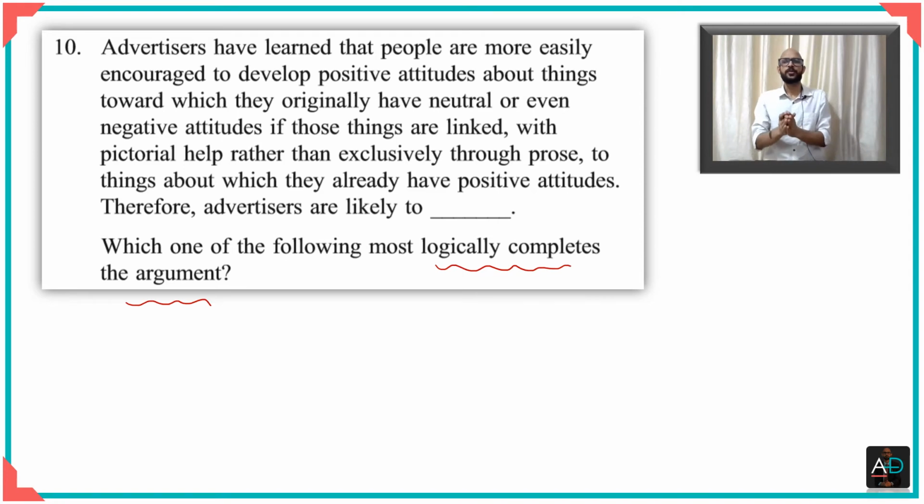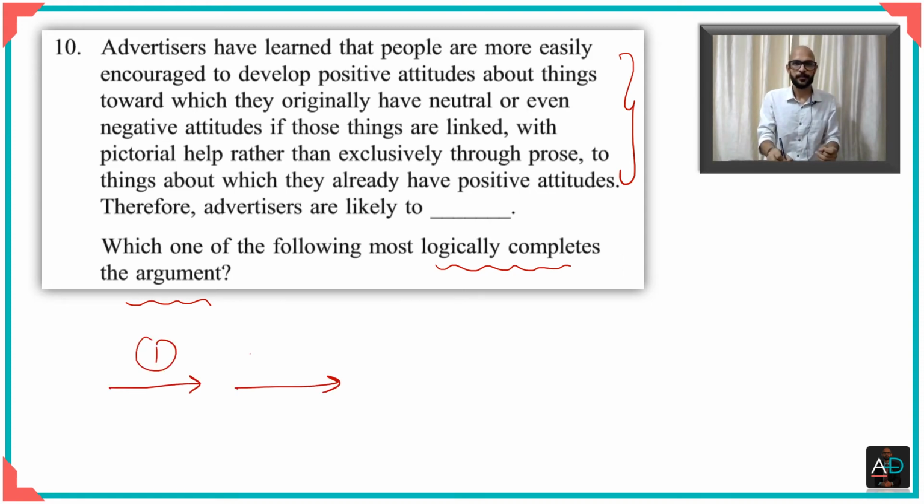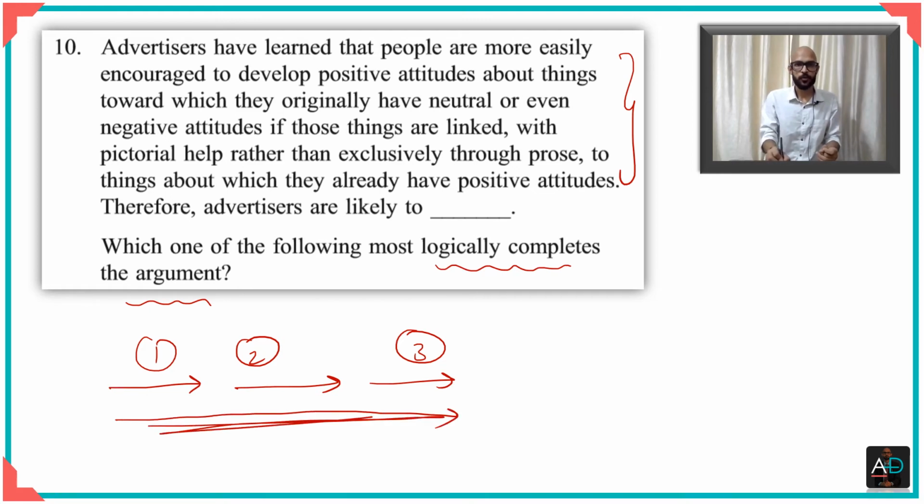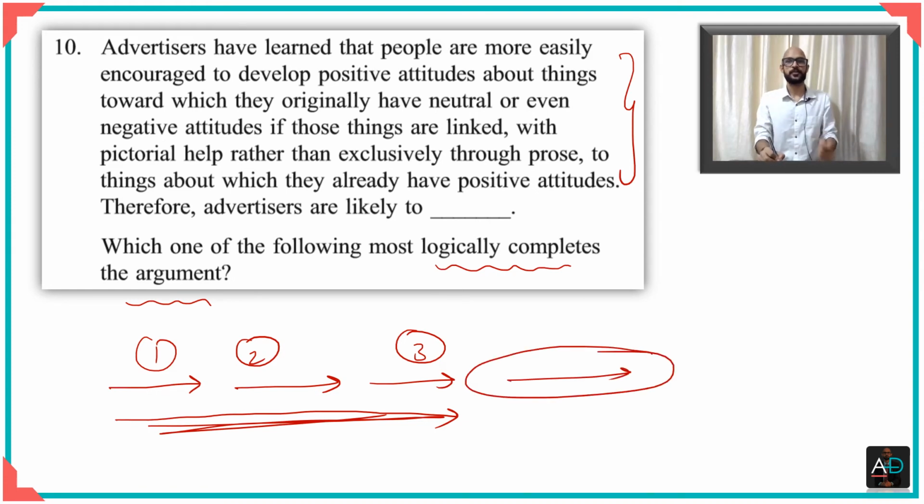Now, when you're saying that you have to logically complete something, what that means is that this argument is of course incomplete, but it has a certain direction. So it has a certain step, then another step, and then a third step, and then you have to complete it, which is not given to you. What that means is that by having understood the direction of what has happened before, you complete it by taking the next step in the same direction, right?